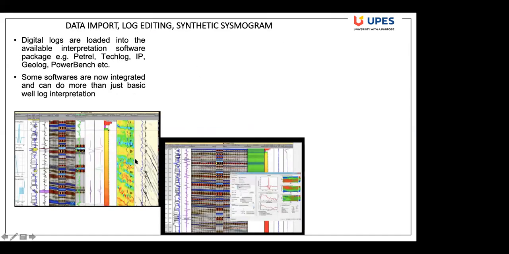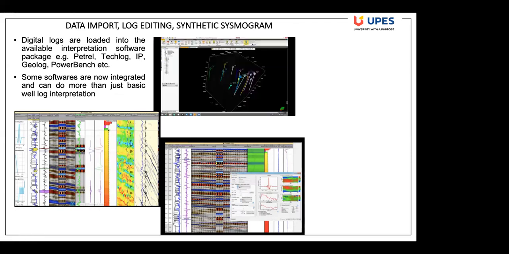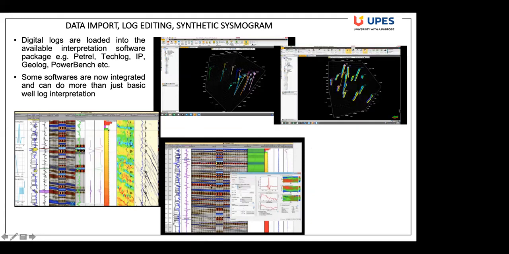So these are two sections, screenshots taken from Petrel. There are lots of software like Petrel, Techlog, IP, Geolog, PowerLog. You can use those software for analyzing well log data. You can import the well log data. Then in this image, you can see the first image is the well log location. You have to define the locations and import the data. Then at the last, you can see the synthetic seismogram. You have to integrate seismic data along with the well log data.